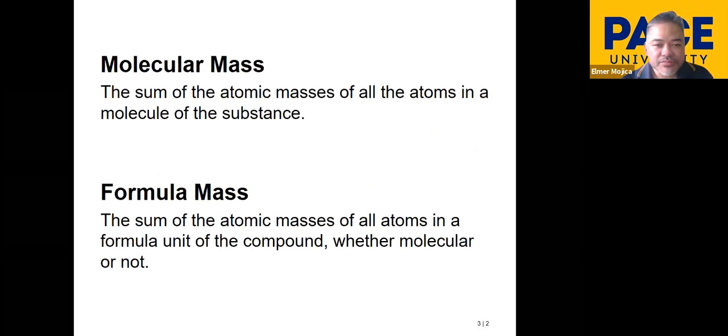So we discussed last time about the molecules and the formula. We said the molecules are for the covalent compounds, and the formula is just for the ionic compounds. The principle of getting the molecular mass and the formula mass is the same. You just add all the atomic masses: for a molecule, the atomic masses of the atoms in the given molecule, and for a formula, the atomic masses of all atoms in the formula unit.